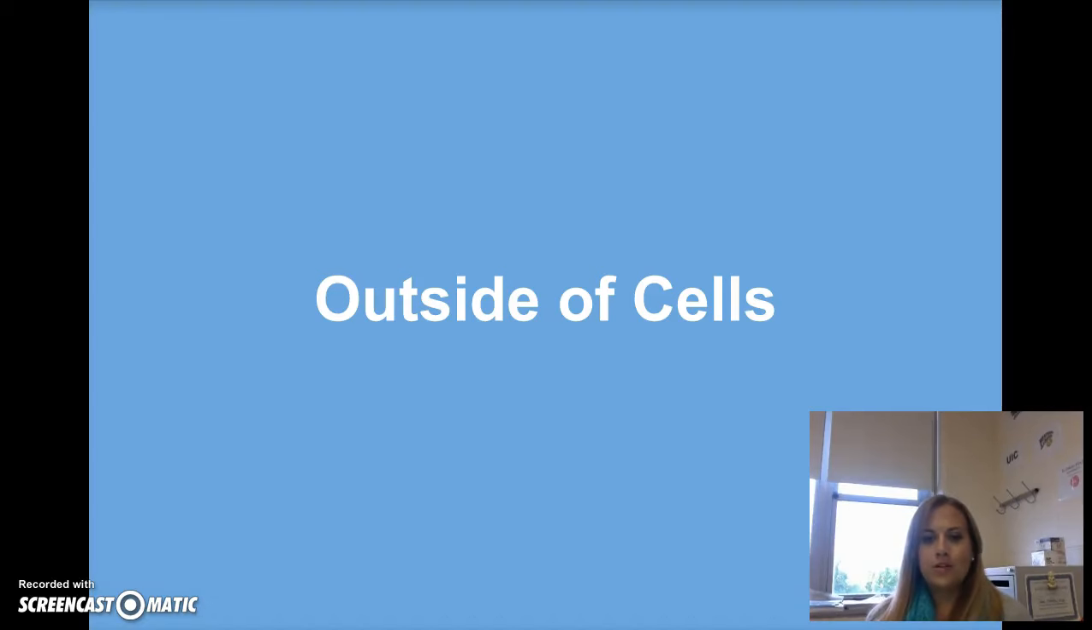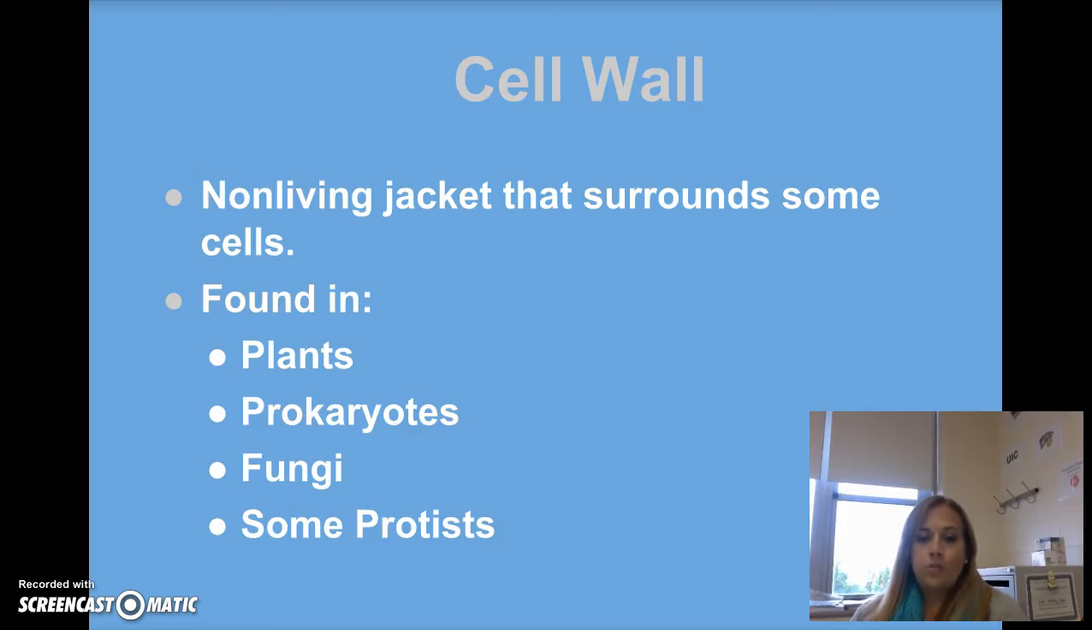Hi everybody, so we are going to continue on with our cell lecture and we're going to take a look at what is happening outside of cells. The first thing we're going to talk about is a cell wall, and this is going to be a non-living jacket that surrounds some types of cells.